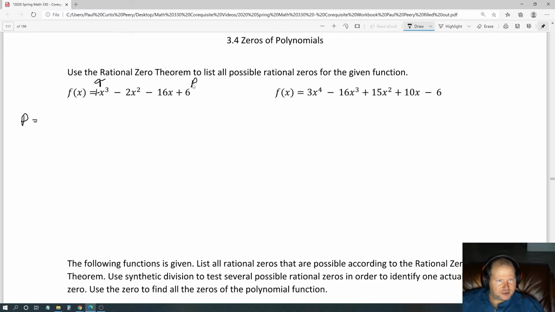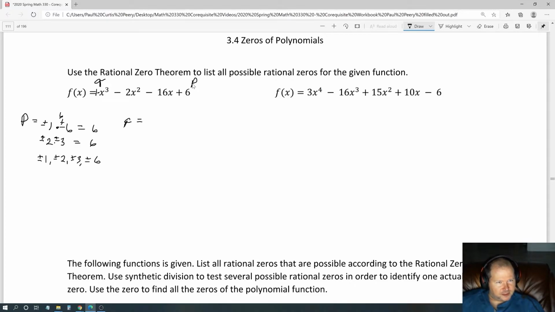So p is literally going to be numbers we can multiply together to get 6. It's going to be both a plus and a minus. So 1 times 6 gives you 6, right? And 2 times 3 also gives you 6. So p is going to be all these numbers with pluses and minuses, right? So what that gives you is plus and minus 1, plus and minus 2, plus and minus 3, plus and minus 6.